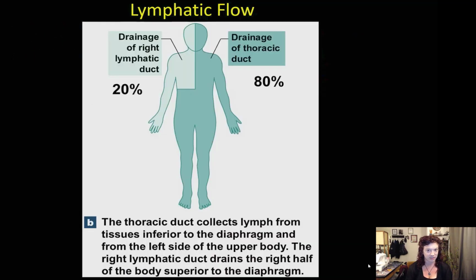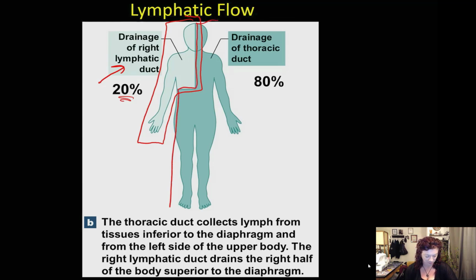So just to give you a sense of relative flow here, the right lymphatic duct, which drains your right arm, the right portion of your head and your right chest, is draining about 20% of the lymph in your body back into your subclavian veins. The thoracic duct, on the other hand, is draining the other 80%. It's responsible for the whole rest of the body. Okay, so it's significantly larger in terms of its responsibility.